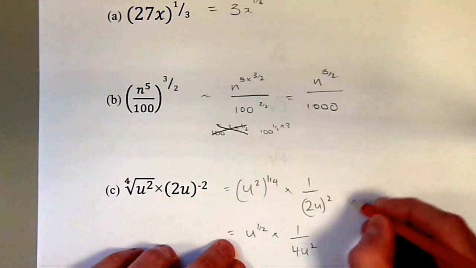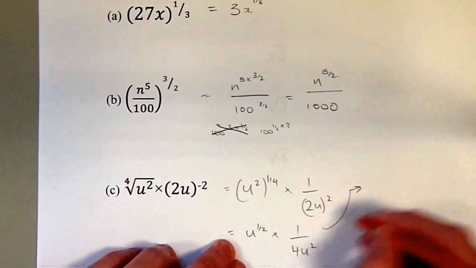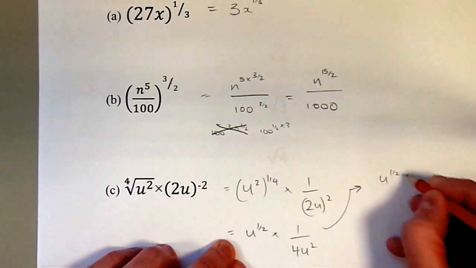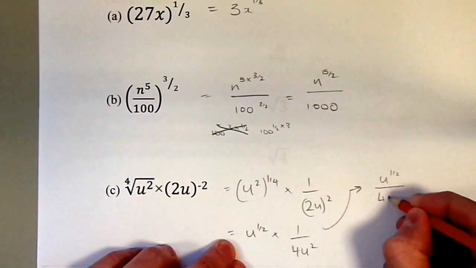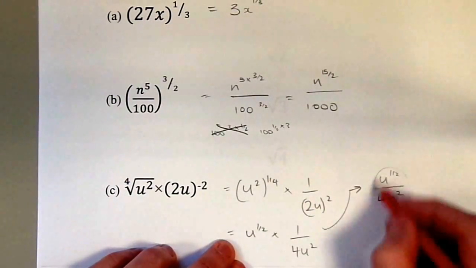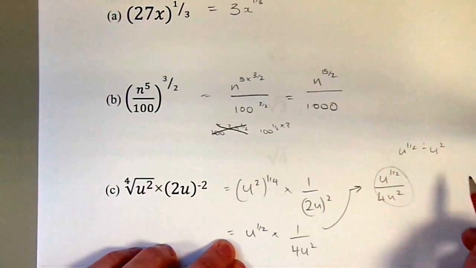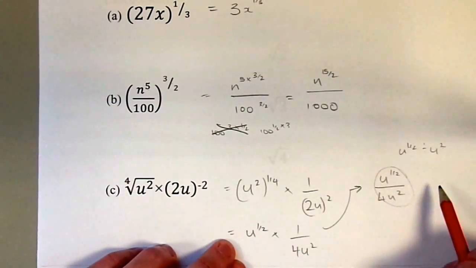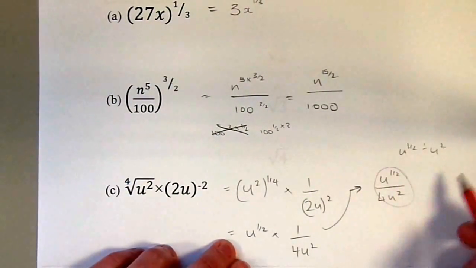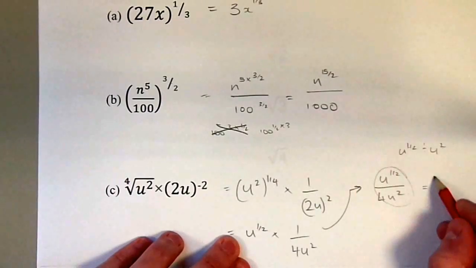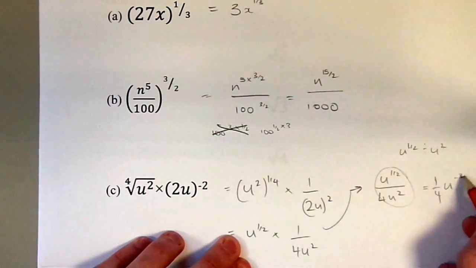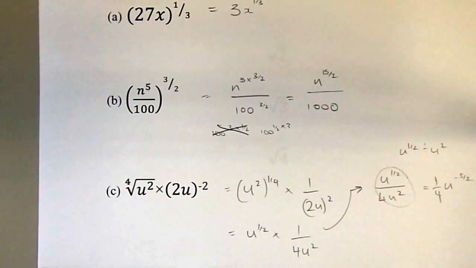And then when we multiply those two, I'll go back up here, multiply those two things together, we get u to the 1/2 over 4u squared. And this is like u to the 1/2 divided by u squared. And we subtract the index numbers when we're dividing. 1/2 take away 2 is -1.5, or -3/2.